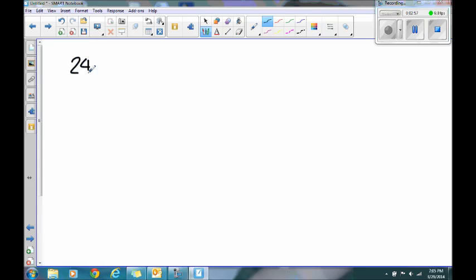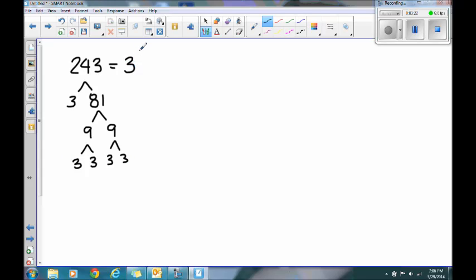For example, 243. If I want to break it down, I recognize that 3 goes into it. And 3 times 81 is 243. I know 81 is 9 and 9, and that the 9s break apart, each of them, into 3 times 3. So if I count my 3s, I notice that all of the factors are the same. What I really have is 3 multiplied times itself 5 times. So if I was asked, I would say 3 is the 5th root of 243.